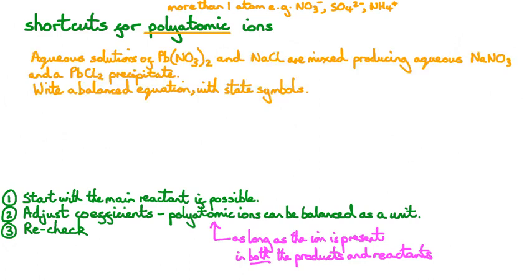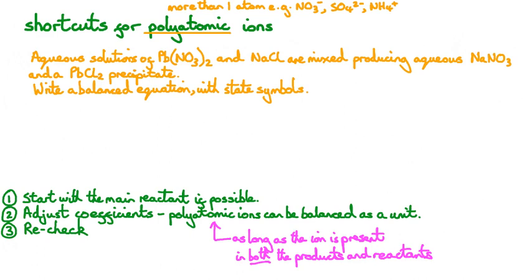Let's have a look at this example reaction. Aqueous solutions of PbNO3 and NaCl are mixed, producing aqueous NaNO3 and a PbCl2 precipitate. Write a balanced equation with state symbols.